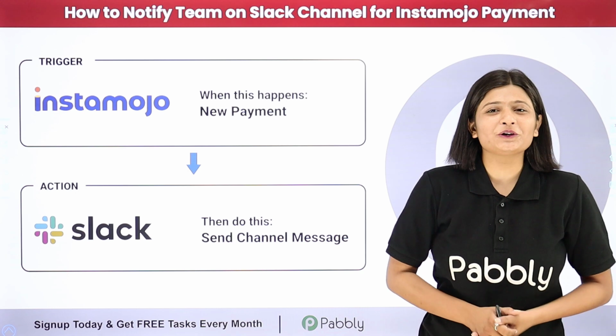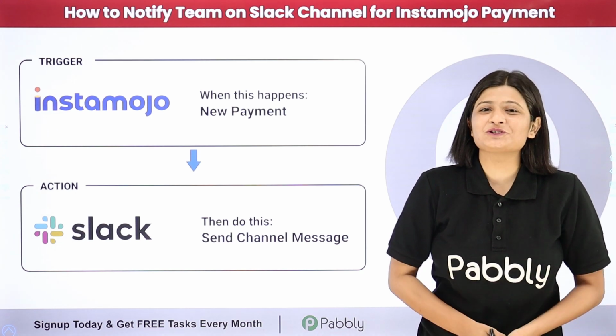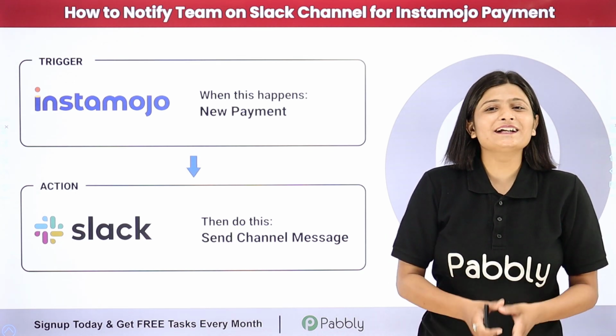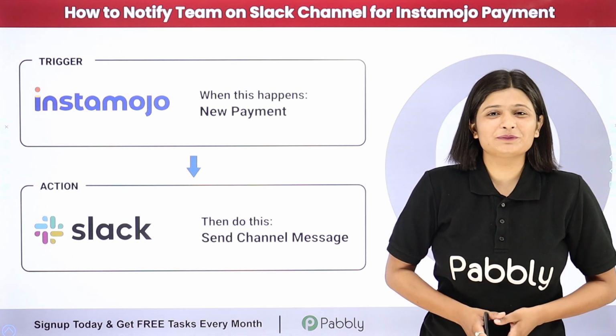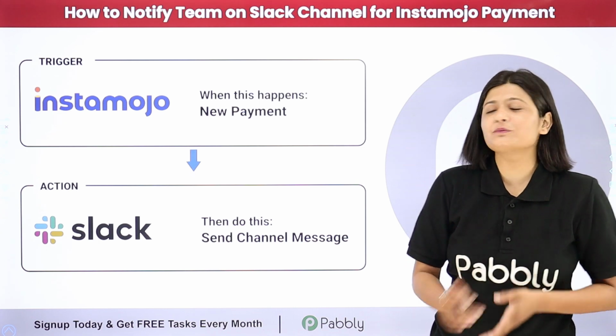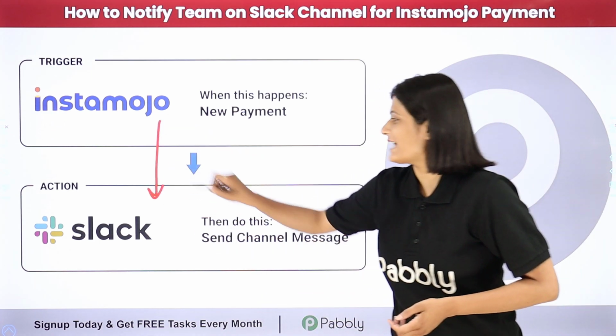I completely want to automate this process, and to do this I'm going to use Pabbly Connect. So Pabbly Connect is an amazing automation and integration software which requires no coding or programming skills. Here I just need to build connection between Instamojo and Slack.